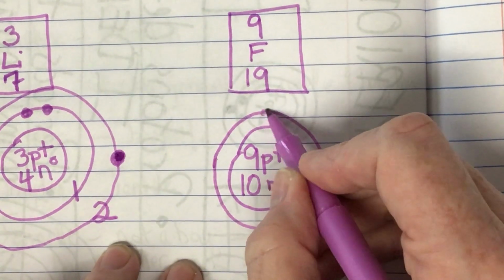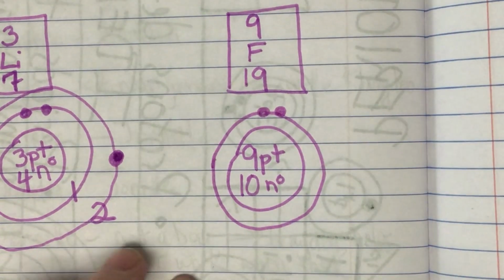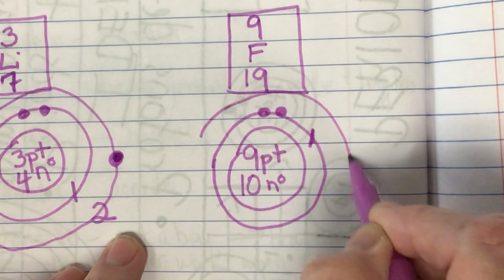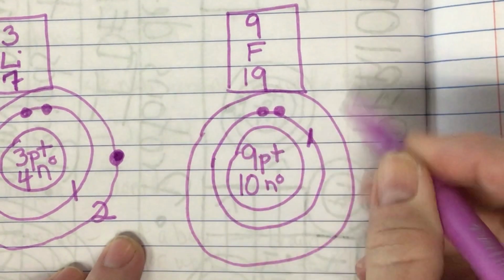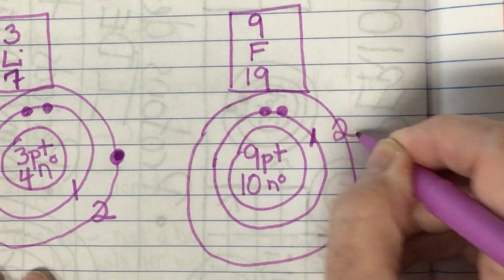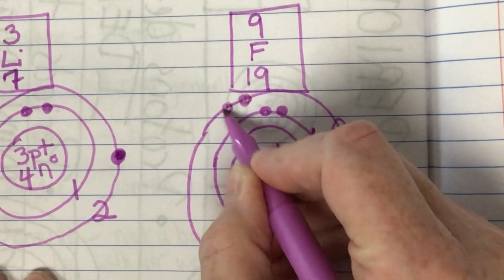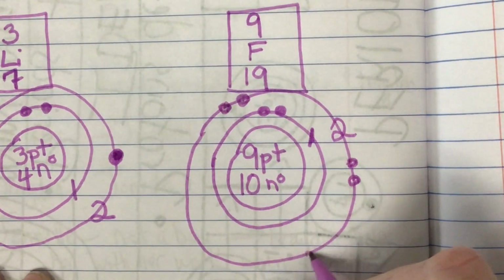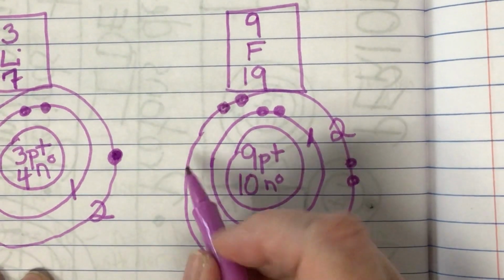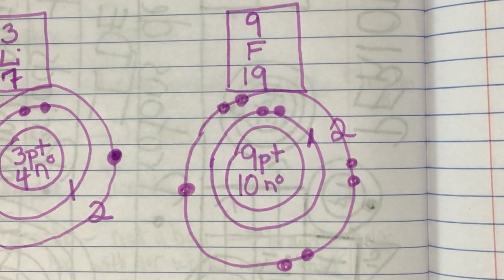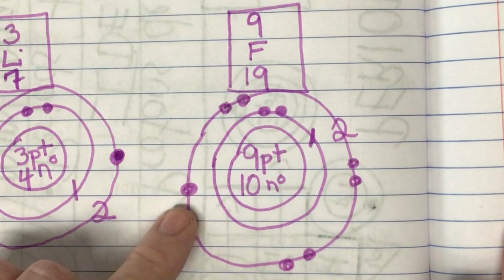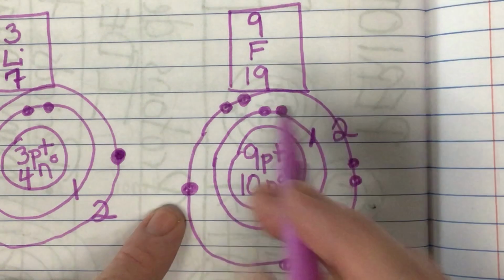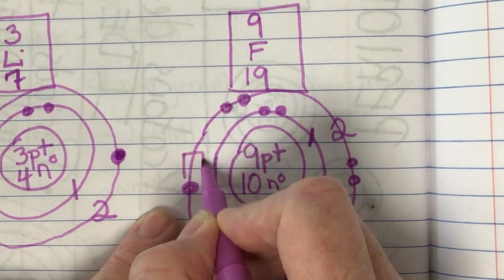Okay, so 9 protons. We can put 2 in here. That's our first energy level. And we have to make a second one. And we need 7 more. So on our second energy level, we're going to put 2, 4, 6, and 7 right here. How many more electrons does fluorine need to have 8, like a noble gas? It needs just 1 more.